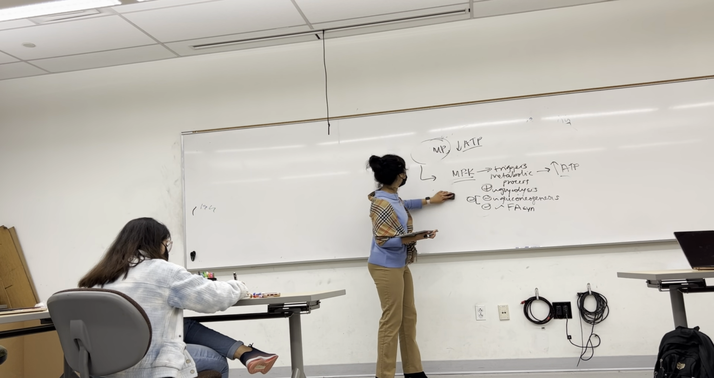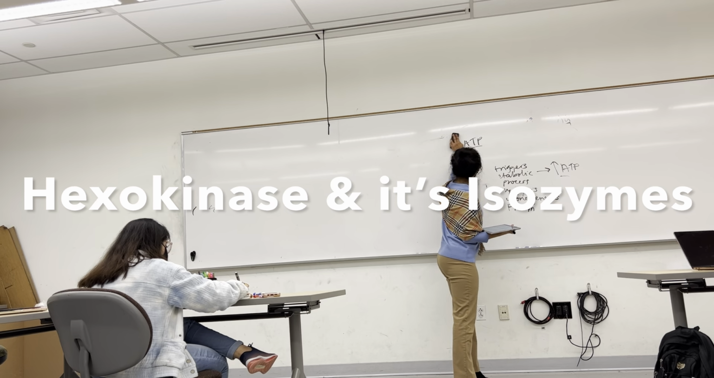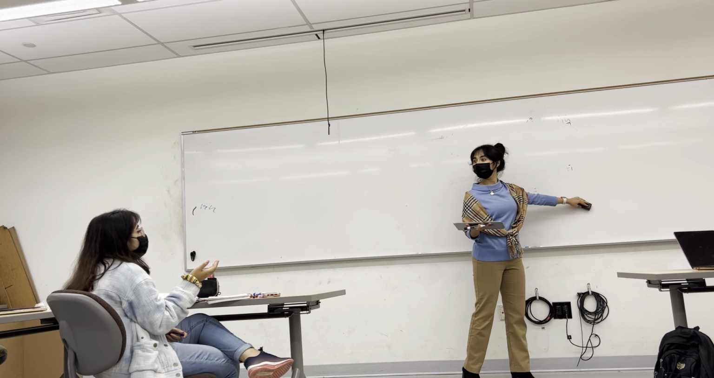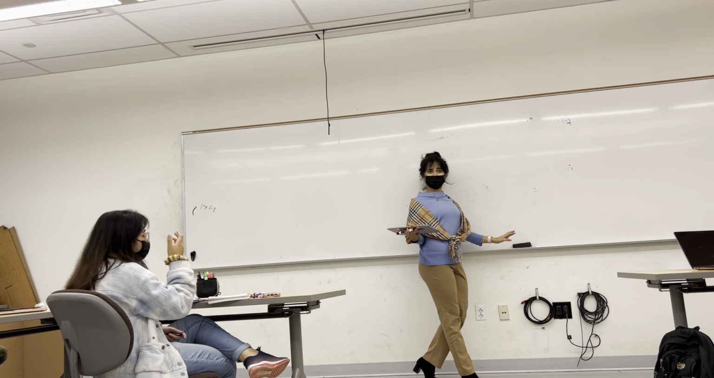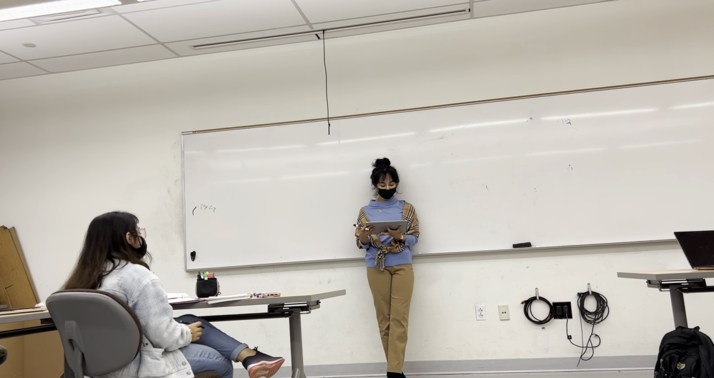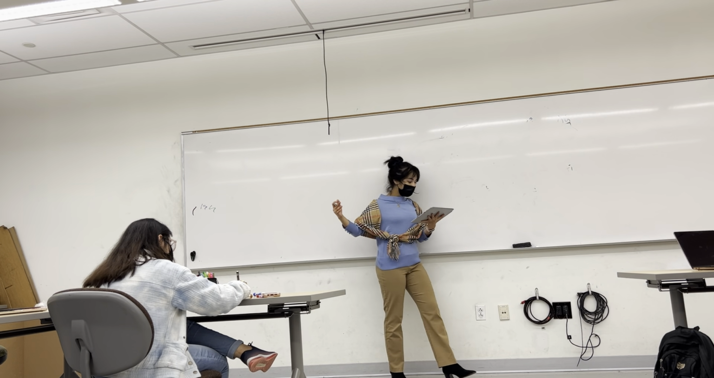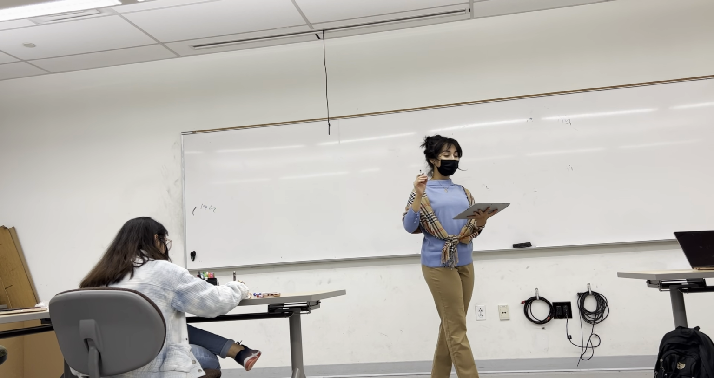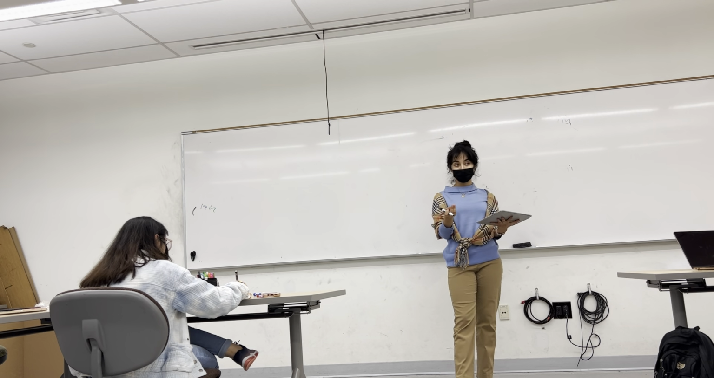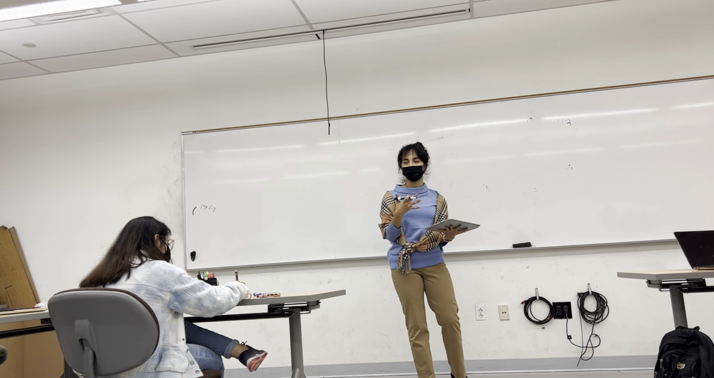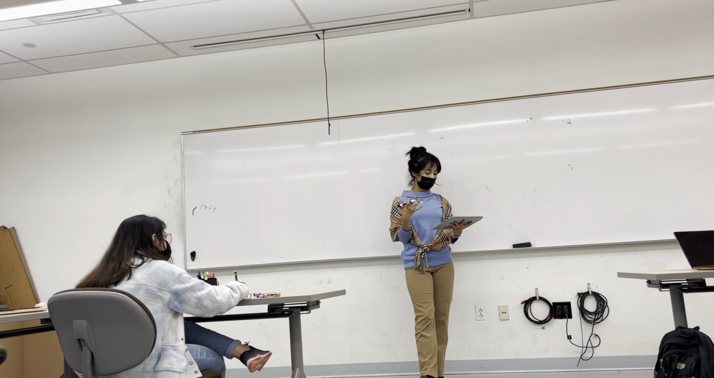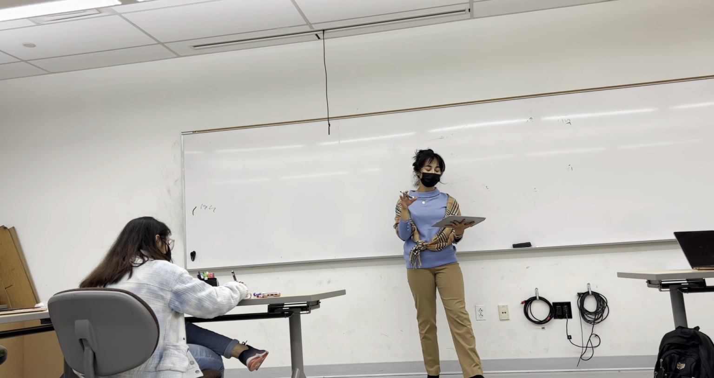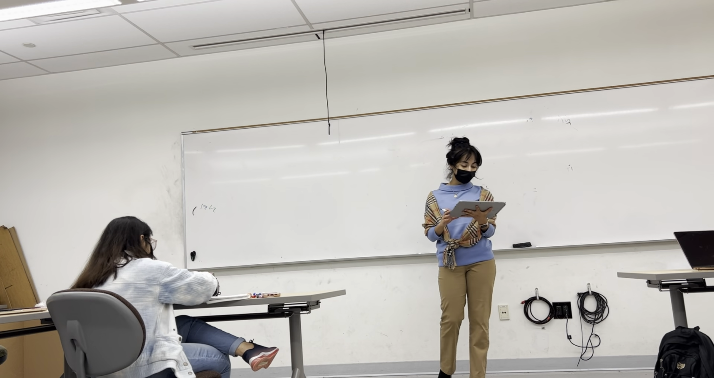Let's do hexokinase real quickly. Okay, does anyone know what hexokinase is? You need to know that there are 4 isozymes of hexokinase, meaning I have different versions of hexokinase that catalyze the same reaction. An isozyme is basically a different type of enzyme, maybe structurally a little bit different, but catalyzing the same reaction. So hexokinase has 4 isozymes.